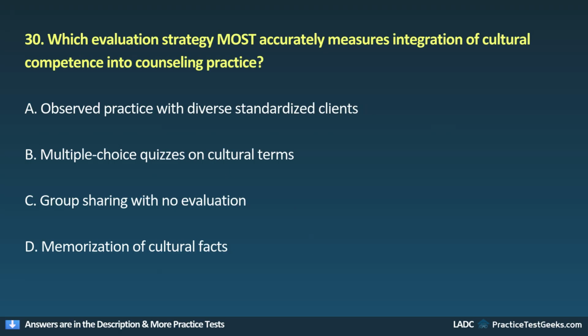30. Which evaluation strategy most accurately measures integration of cultural competence into counseling practice? A. Observed practice with diverse standardized clients. B. Multiple choice quizzes on cultural terms. C. Group sharing with no evaluation. D. Memorization of cultural facts.